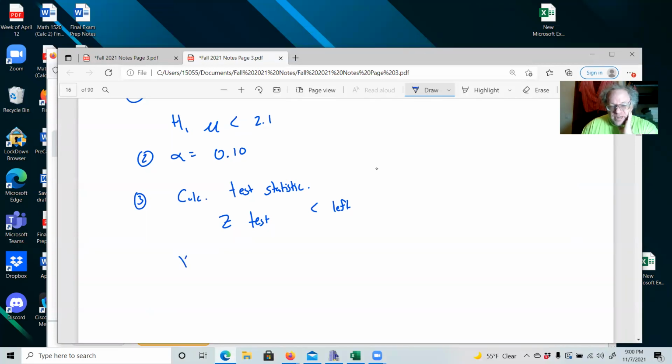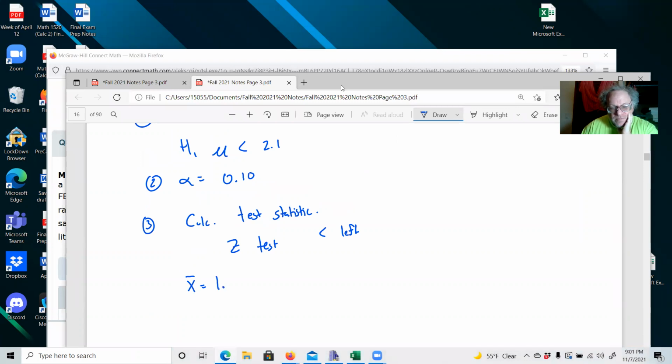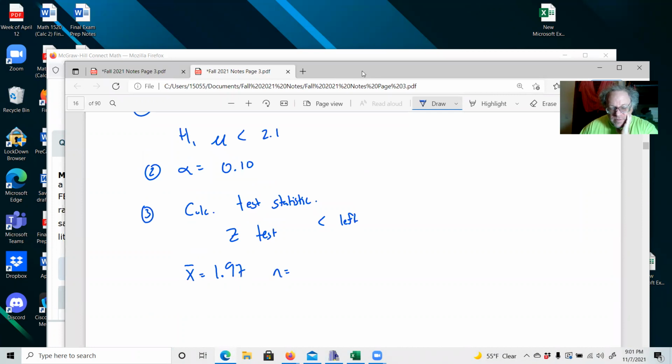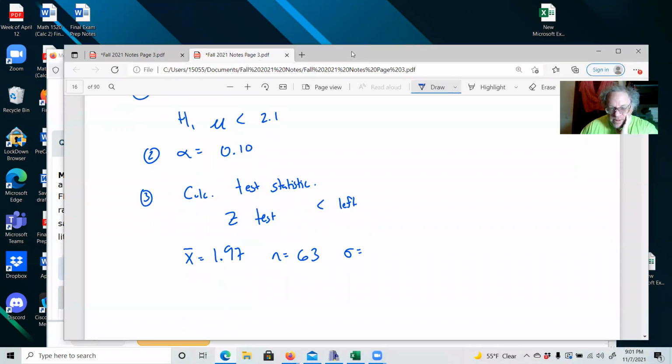And the things that we're going to need: an X bar. Okay, so I need an X bar. So that was 1.97. We're going to need an N. Right, our N is going to be 63. We're going to have a sigma. Sigma is known because it's a z-test. Okay, so sigma was 0.4. Okay, and then we're going to go to the calculator.